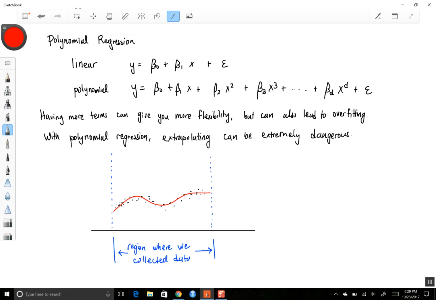something like this, okay? But if we were to extrapolate, we have no idea what could happen, right? If we were to continue the thing, it might look something like that, or maybe it goes down, or who knows, right? It could venture up like that or venture down. All sorts of stuff could happen outside of the zone where we have collected data, okay?